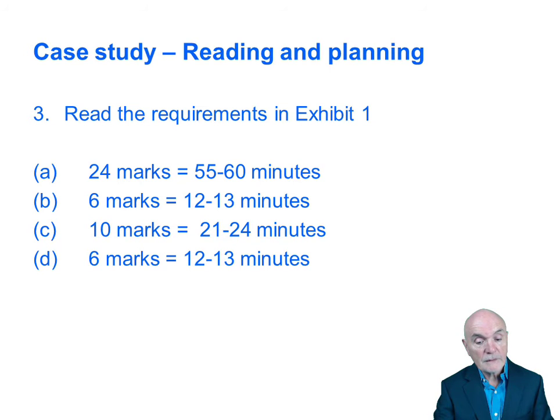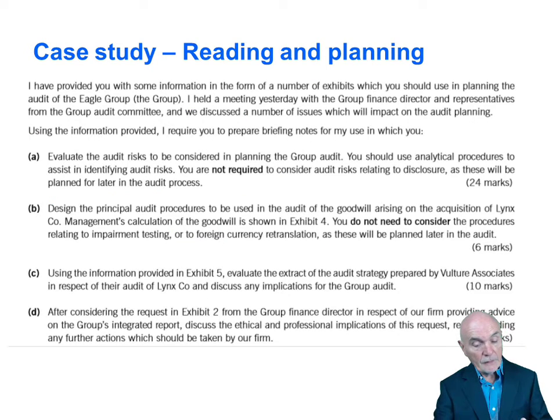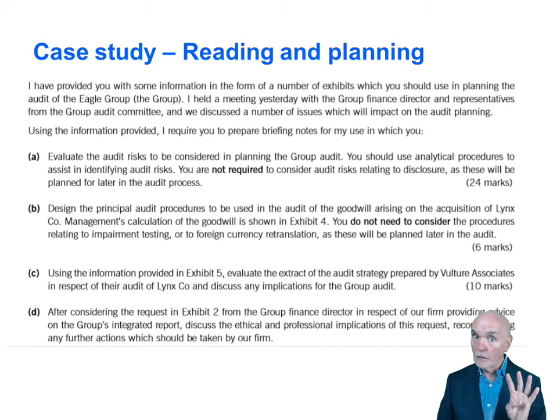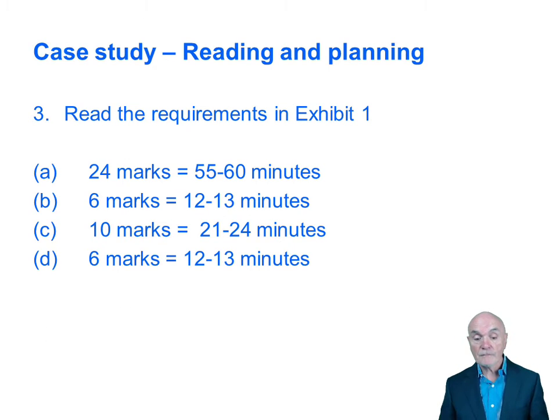Then we're going to read the requirements of Exhibit 1. Here is Exhibit 1. We see there are 4 requirements. The marks go 24, 6, 10, 6. This adds up to 46. There's another 4 marks that we needn't particularly worry about. On the professional marks, these, as I say, should emerge automatically. And we should be planning our time on these.